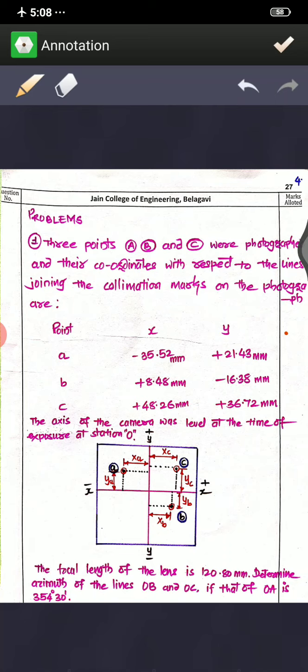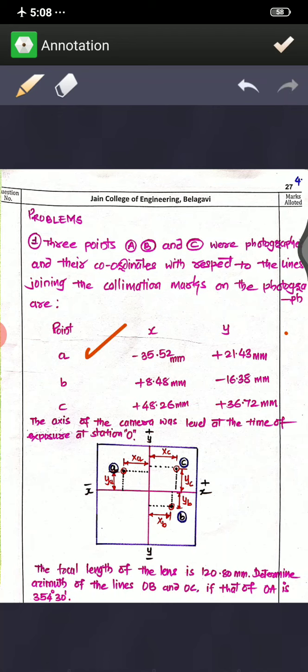Three points A, B, C (capital A, capital B, capital C) were photographed, and their coordinates with respect to the lines joining the collimation marks, meaning the principal lines on the photograph, are given. They have given the points and they have given the coordinates, right? So here, see point A.